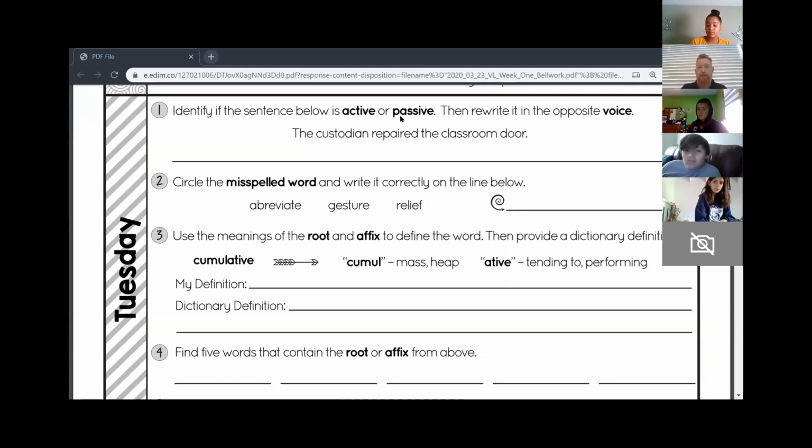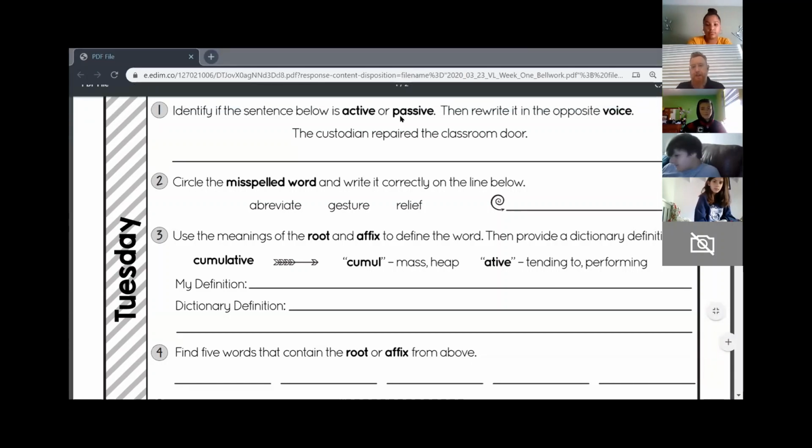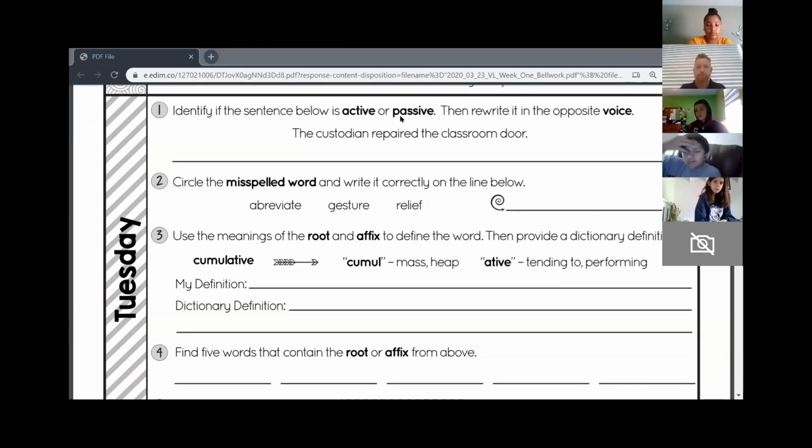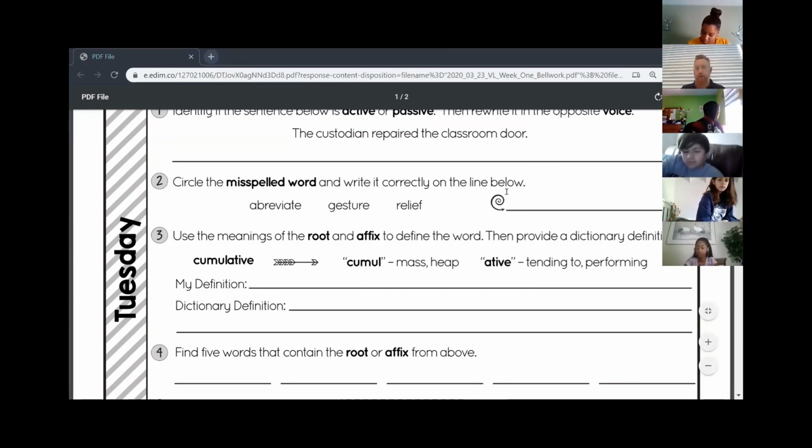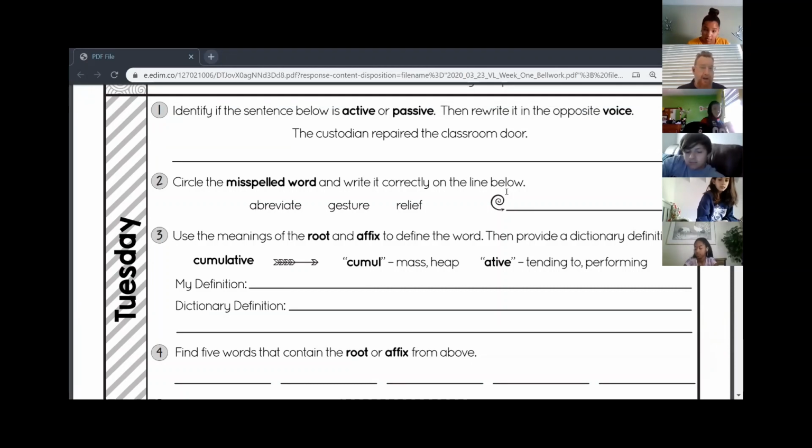It's active voice. So please make sure that you know it's active. You should rewrite it in the passive voice. That should sound something like, I don't know, the classroom door was repaired by the custodian. Simple as that. Number two is which one is the misspelled word. I'm just going to answer this one. It's abbreviate. It is spelled incorrectly. You should spell it correctly and write it on the line next to abbreviate.